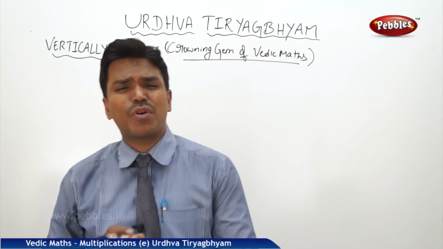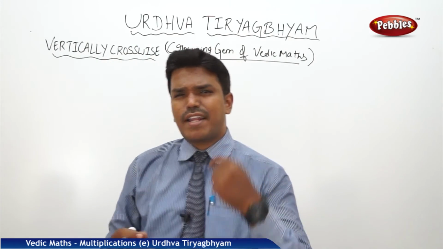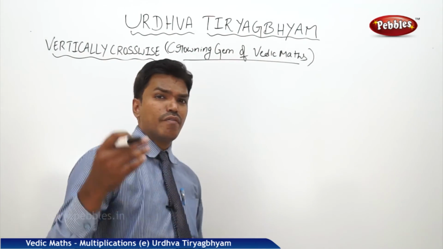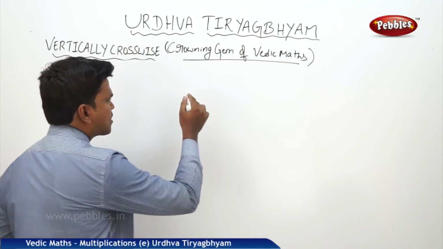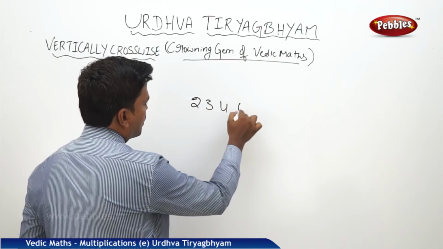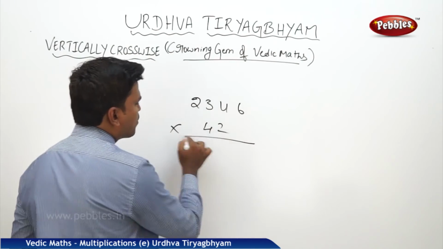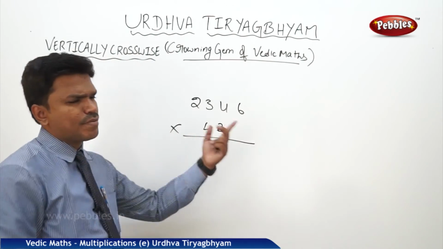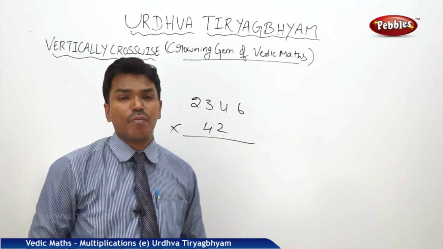But this time I'm not going to go in a sequential order. I'll take some random number. Let us take some 4 digit into 2 digit. Let us take 2346 into 42. I want to multiply this one. I don't know how many steps it will come. It doesn't matter to me how many steps it will come.